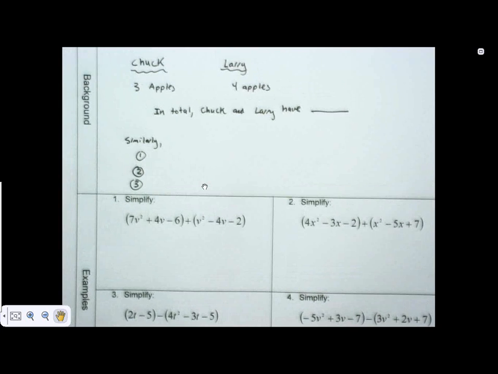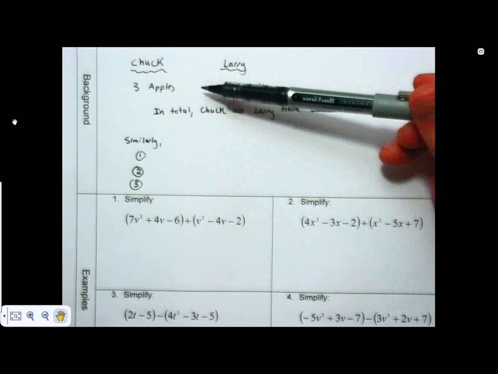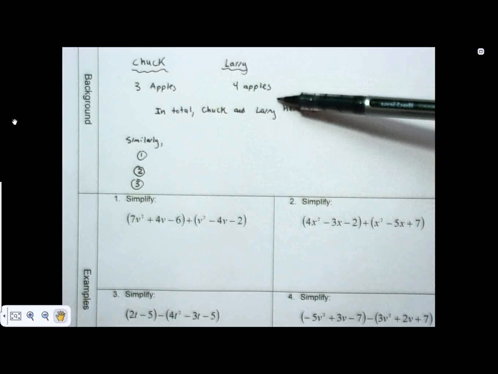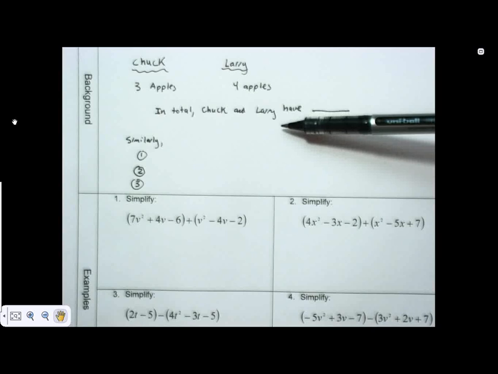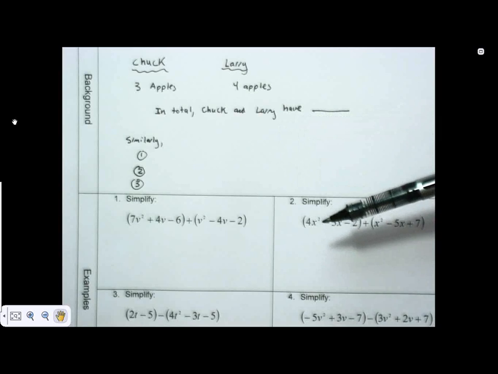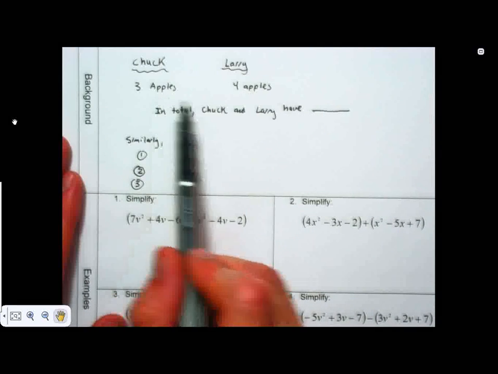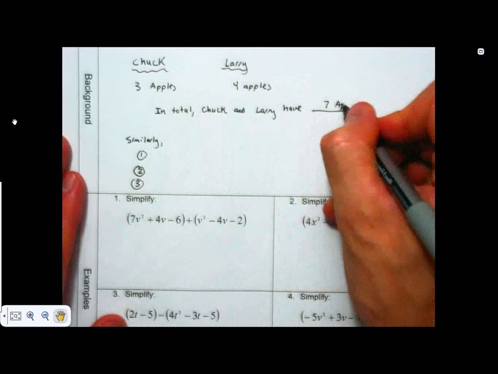Welcome. In this video, we'll be taking a look at how to add and subtract polynomials. So to begin, I've got a problem which is that Chuck has 3 apples, Larry has 4 apples, and my question is, in total, Chuck and Larry have what? So hopefully you got an answer of 7 apples. Okay, because if we take Chuck's apples and Larry's apples and combine them, we get 7 apples.